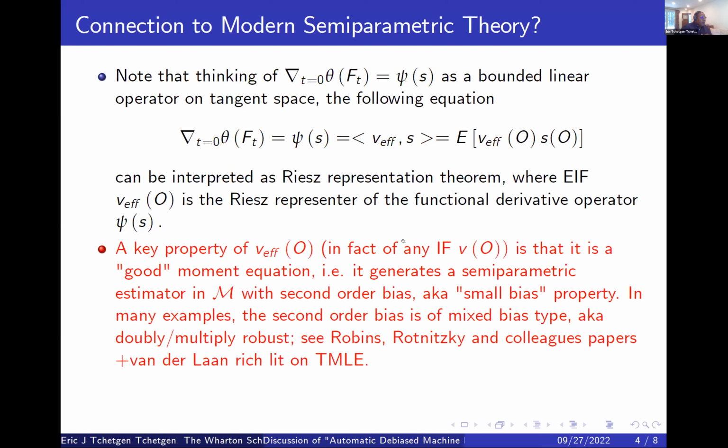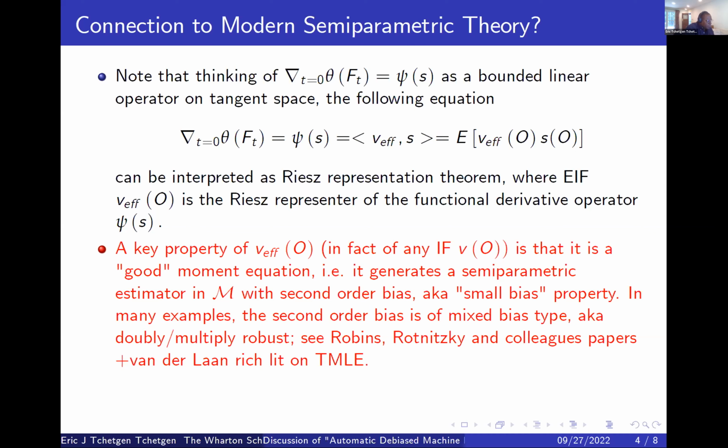A key property of VF, the efficient influence function, and in fact of any influence function, is that it is a good moment equation. This has been advocated by many people over the years: it generates semi-parametric estimators in the model M with second order bias, aka the small bias property we're after. In many examples, the second order bias is of mixed bias type, aka doubly or multiply robust. There is a lot of lingo here, but they all correspond roughly to the same idea. I would recommend looking at papers by Robins, Rotnitzky, and colleagues, as well as Van der Vaart, for the rich literature on these types of techniques.